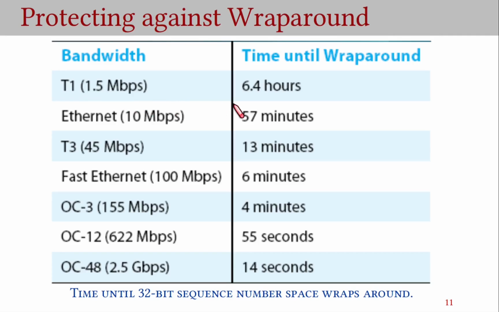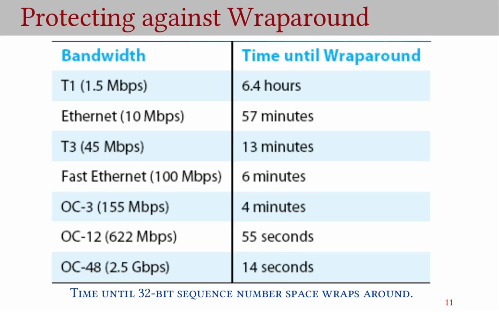For a T1 line, it's 6.4 hours, which is quite a bit larger than 120 seconds. Again, for 10 Mbps Ethernet, it's 57 minutes and so on. But you see there are faster networks. These are optical networks where the time until wraparound is actually less than 120 seconds.